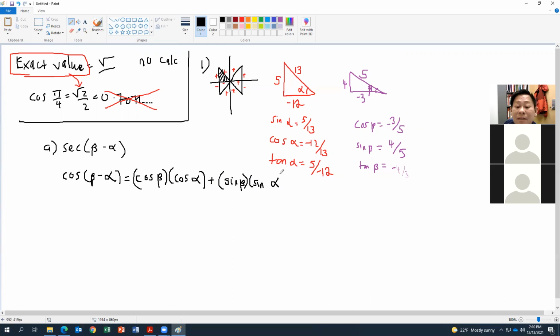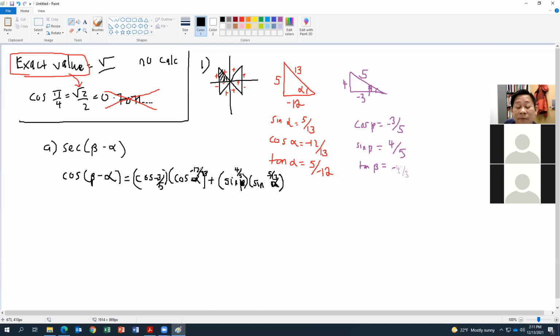Now this is what students do a lot in my test, so pay attention here. They think that cosine beta in this case is -3/5, so they put -3/5 here. Oh, cosine alpha is negative 12 over 13, so they put negative 12. Is this correct to write this? Is this correct? No, would the whole thing be negative 3 over 5? You are correct. Take away the cosine. This is very common.